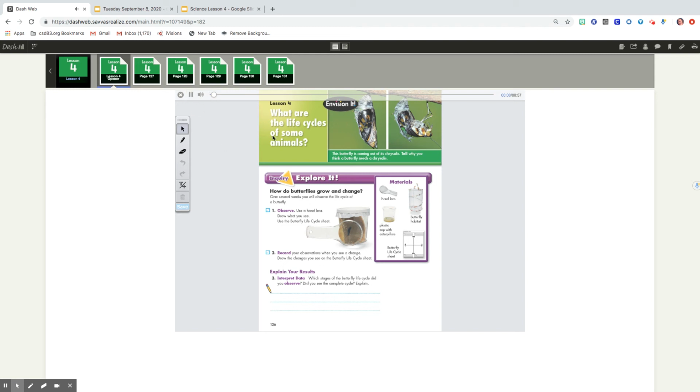Lesson 4. What are the life cycles of some animals? This butterfly is coming out of its chrysalis. Tell why you think a butterfly needs a chrysalis.